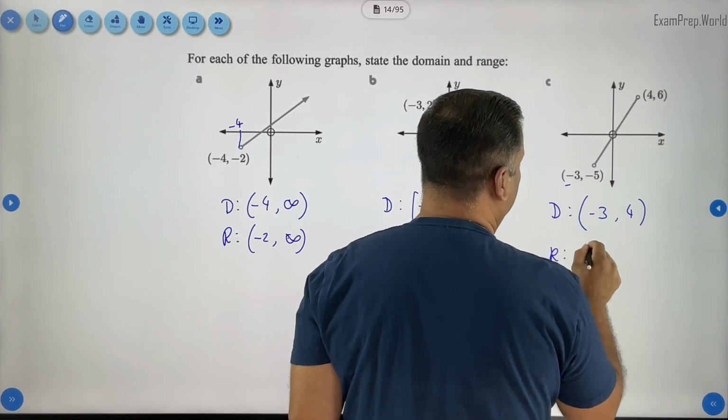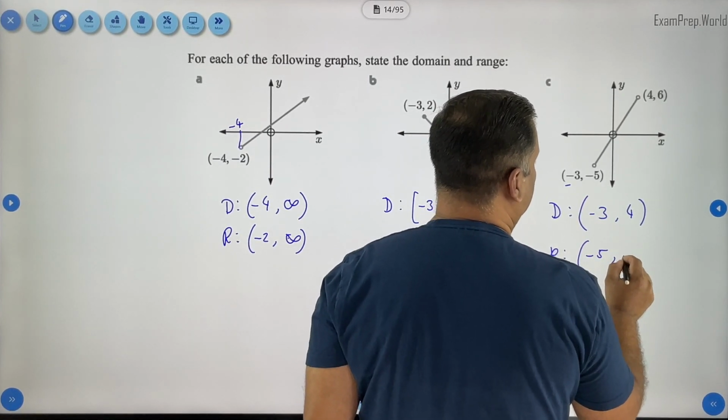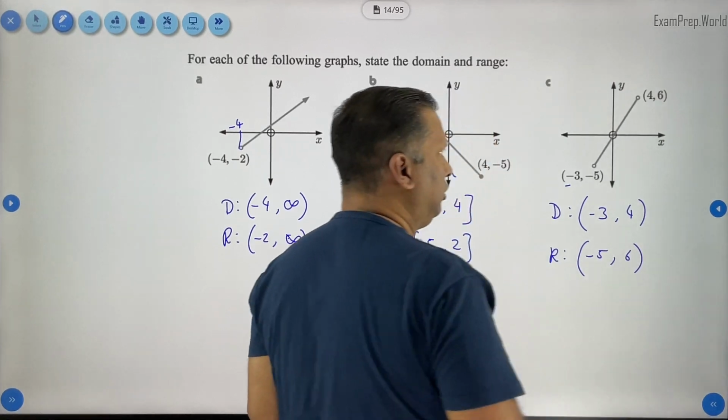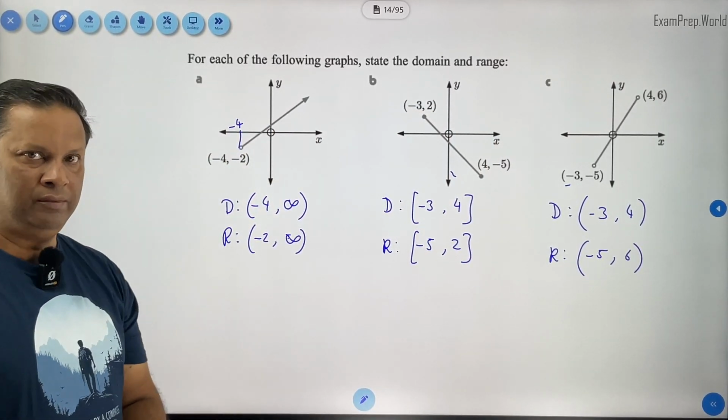And for range, what is the minimum value of y? -5. And what is the maximum value? 6. And both points are not included, that's why round bracket. Okay, understood? Doing this kind of question. Okay.